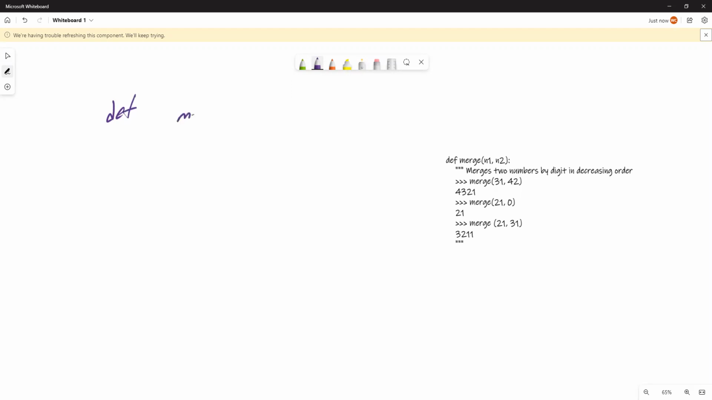So def merge(n1, n2). Since these two arguments are numbers, they are not lists. They're not lists, they are numbers, okay? So that means you cannot use the index to check. But you can use other ways to check.